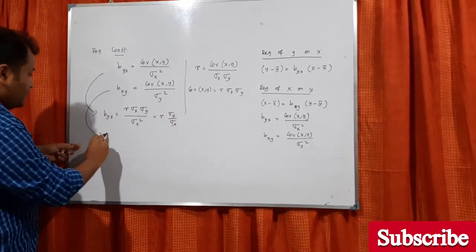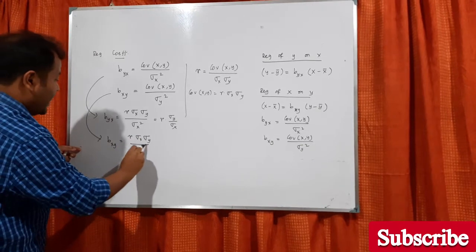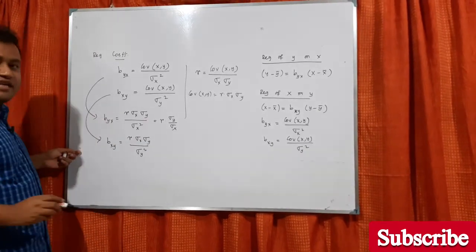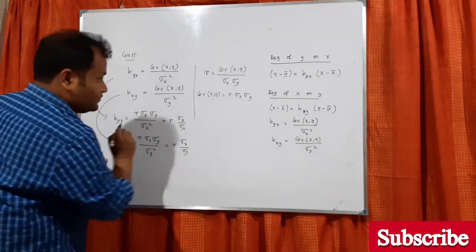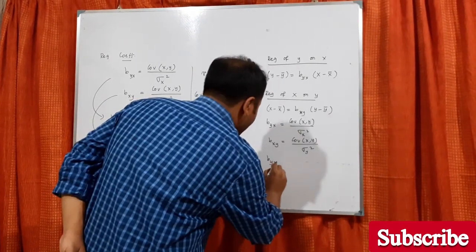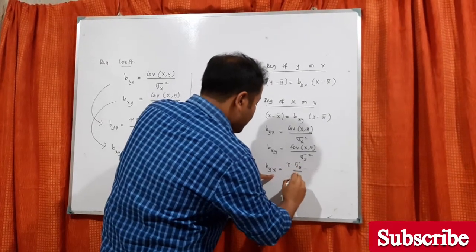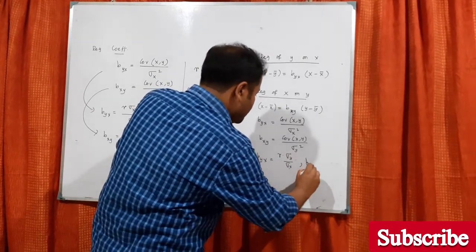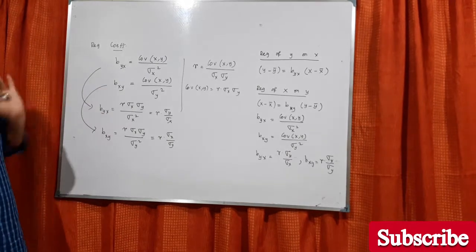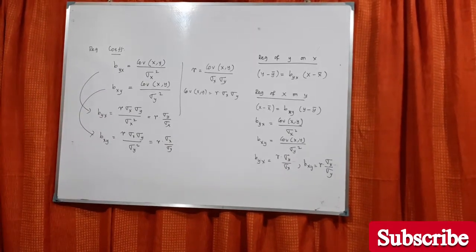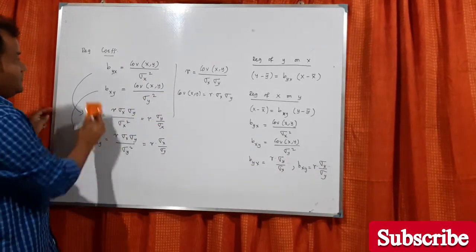Similarly, b_xy will be R sigma x sigma y by sigma y square. One sigma y gets cancelled, and we get R times sigma x by sigma y. That means b_yx is R times sigma y by sigma x, and b_xy is R times sigma x by sigma y. So we get this type of information about the regression equation. Now we can understand this one.